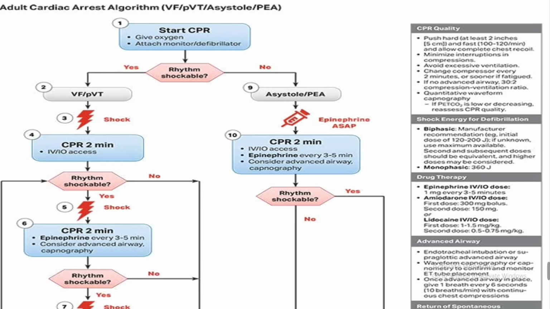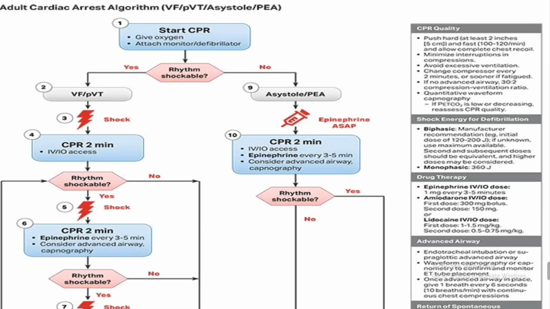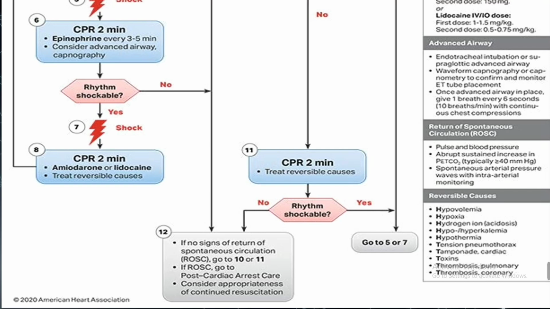You will not then give 30 compressions and then stop and provide 2 breaths. No, you will be doing them simultaneously. You will be providing compressions continuously and giving ventilations at 1 breath every 6 seconds. That means you will be giving 10 breaths per minute.